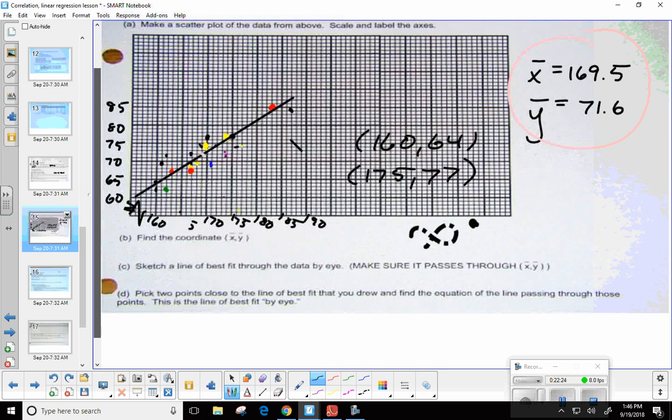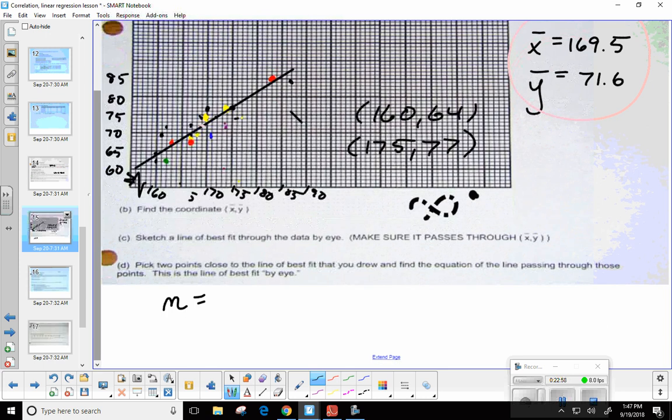175, 77. So these are the points that Eli chose. Would you agree with them? Sure. Now, here's the thing. If you were doing this individually, what are the odds that you would all choose the same 2 points? Probably not very high. But you're choosing points that are as close to this line as possible, so while your slopes are going to vary, should they all be relatively the same? Yeah, we shouldn't see any major differences, or hope there won't be. So let's find that slope.